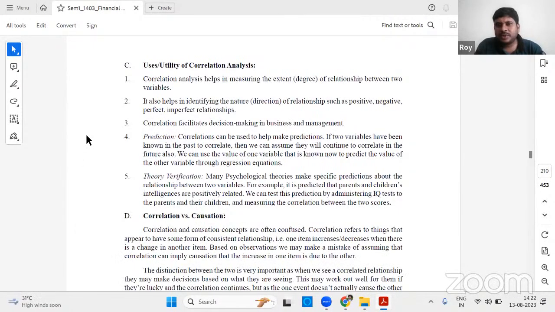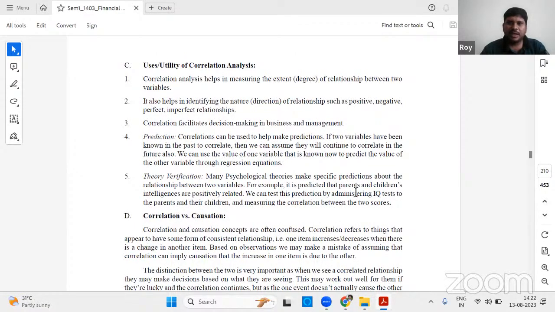Next one is prediction. Correlation can also be used to help make predictions. If two variables are known to have correlated in the past, then we can assume that they will continue to correlate in the future also. In the past, both height and weight are correlated. Whether it is positive or negative, increasing or decreasing, if it is correlated, in the future also it will be correlated. That is the assumption. And theory verification: many psychological theories make specific predictions about the relative variables.